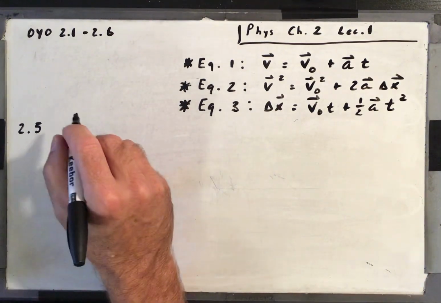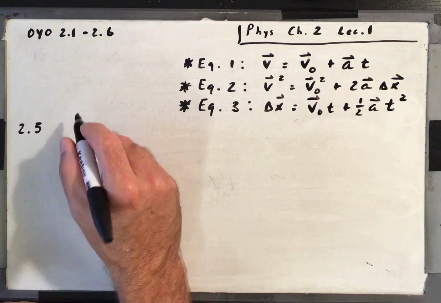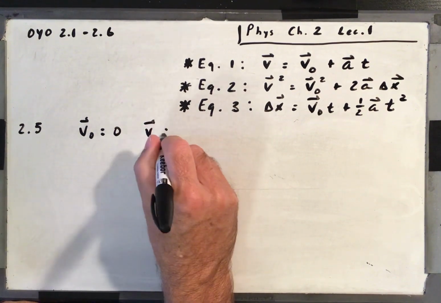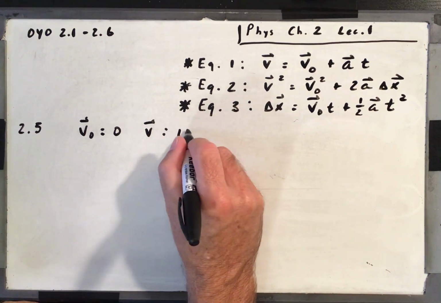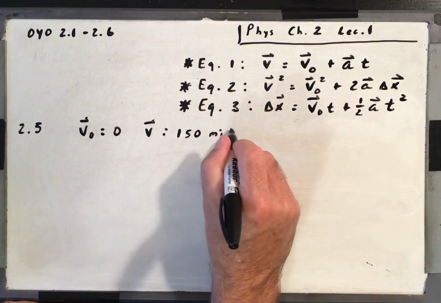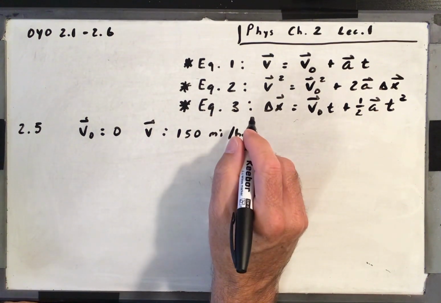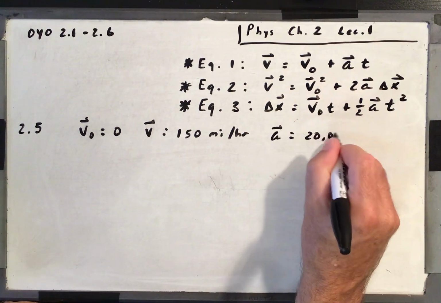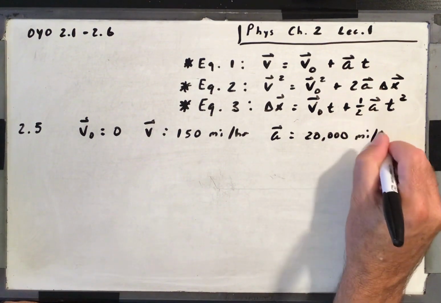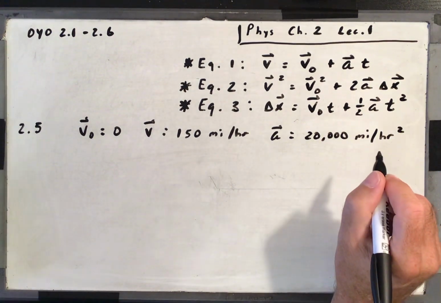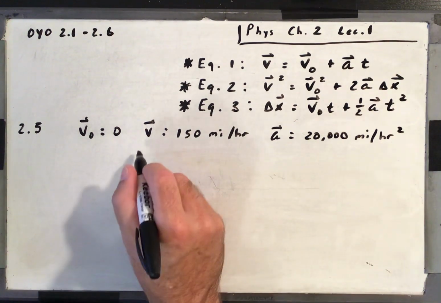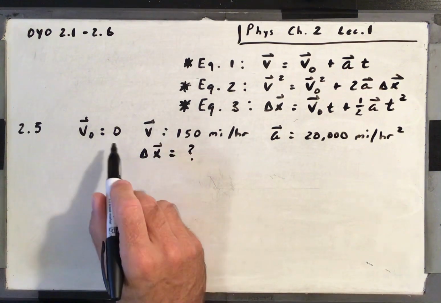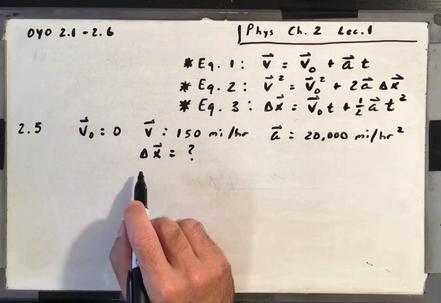All right, well, let's write down what we know. We know that we start from rest, so V naught is 0. And we know we have a final velocity of 150 miles an hour. And we know our acceleration is 20,000 miles per hour squared. We want to know what's the minimum length needed for the runway. So that's displacement. Well, we don't have any time given, not in the problem, anywhere.